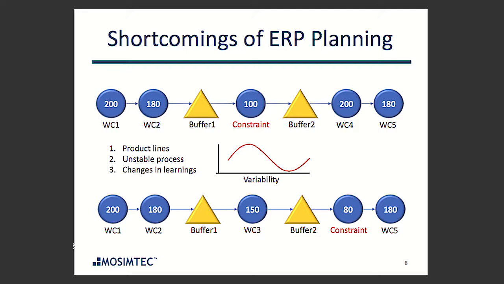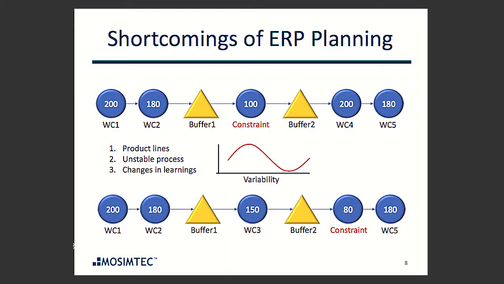Some other shortcomings of ERP planning is the fact that whether it's a tractor plant, whether it's a mine, whether it's an emergency department, there's one thing that's in common with all of these, and that's the systems change over time. Why they change may be for different reasons. In some cases, product lines impact the systems, where the bottlenecks shift from. In other cases, there's just in general an unstable process to begin with.